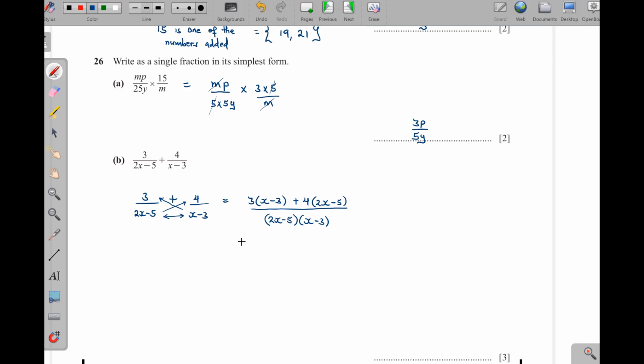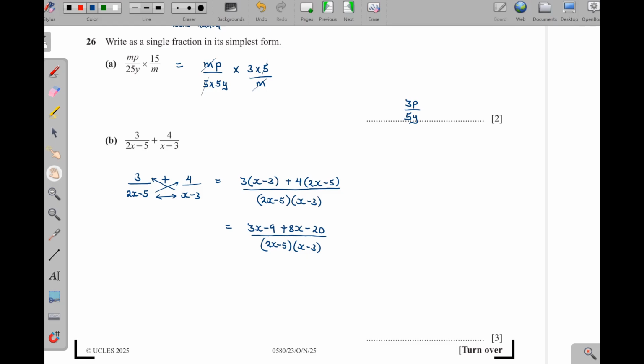Now, the next thing to do is to simplify the numerator. Don't waste time multiplying all through the denominator. No, just simplify the numerator. So when you open the brackets, we shall have 3x, then minus 9, then plus 8x, then minus 20. Then we divide by this 2x minus 5 and also x minus 3.